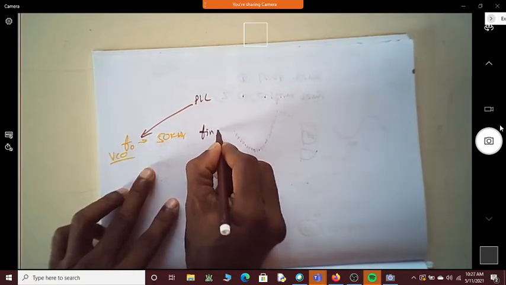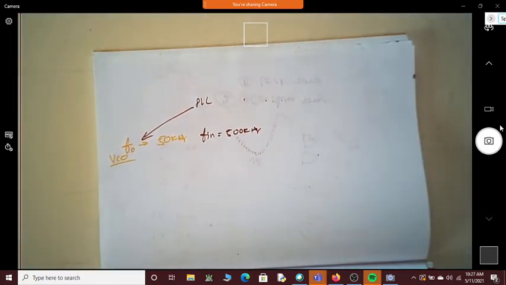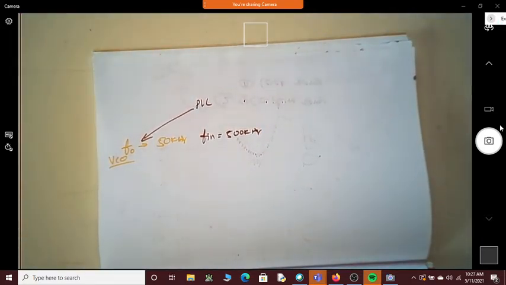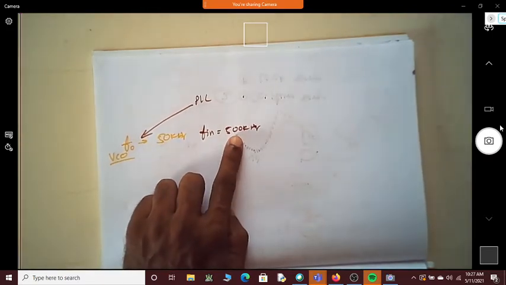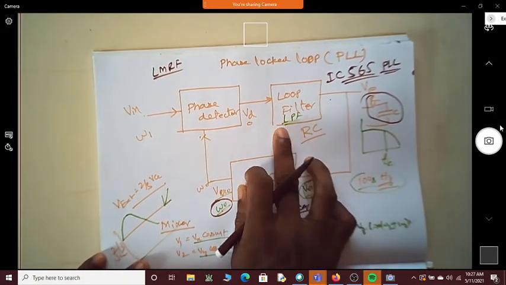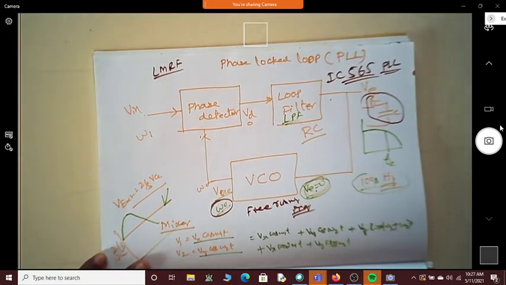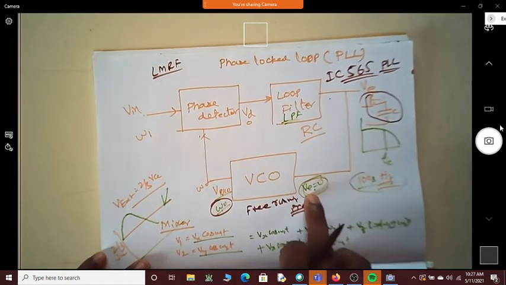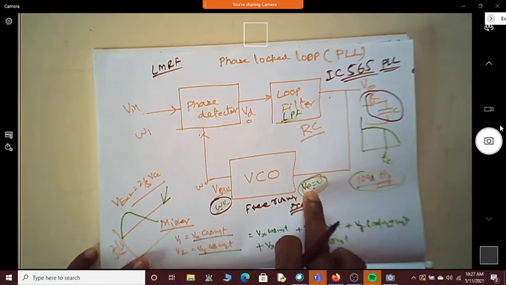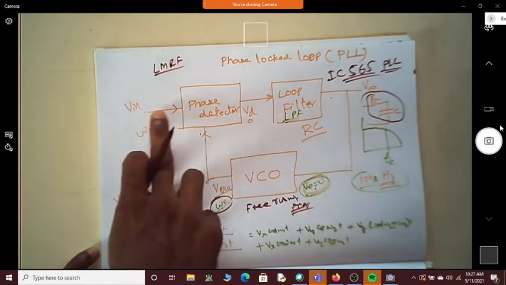Assume that you have the input signal which is at 500k. Now it is too far, so I cannot capture this signal to track its variation. So it is out of my capture. Why? Because my loop filter cannot generate a frequency that can go up to 500 kilohertz. I don't have such a large error signal so that I can change this frequency to become 500k.